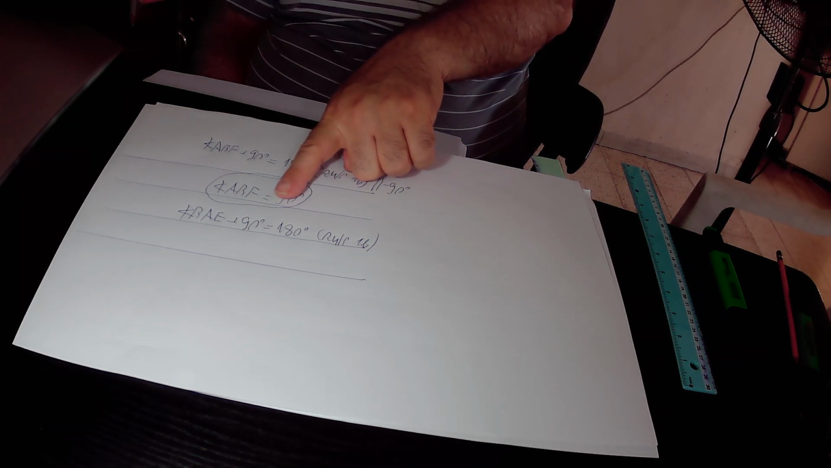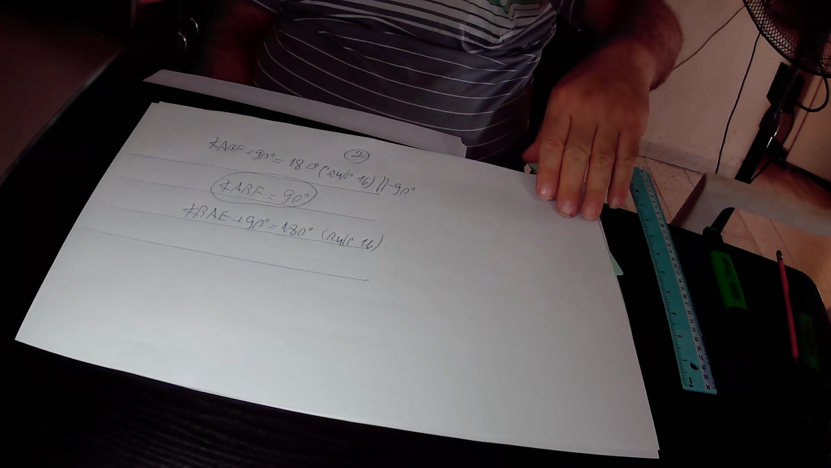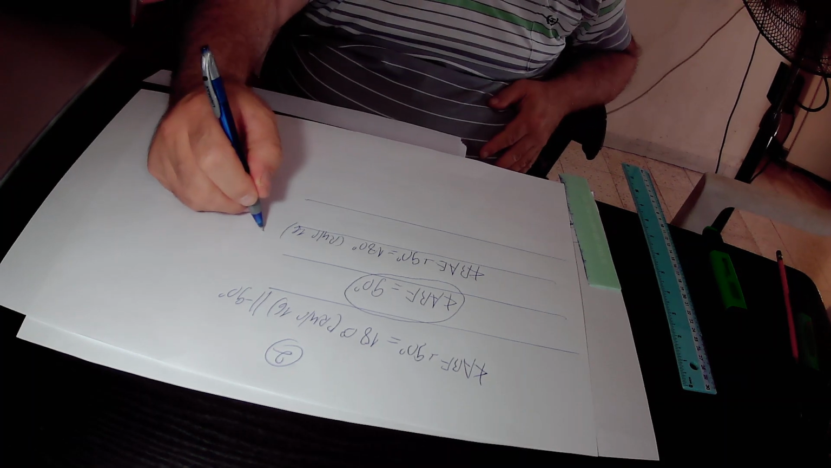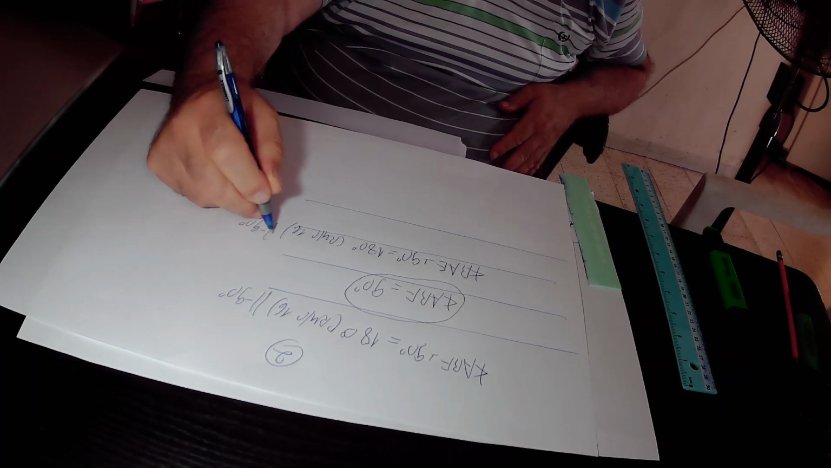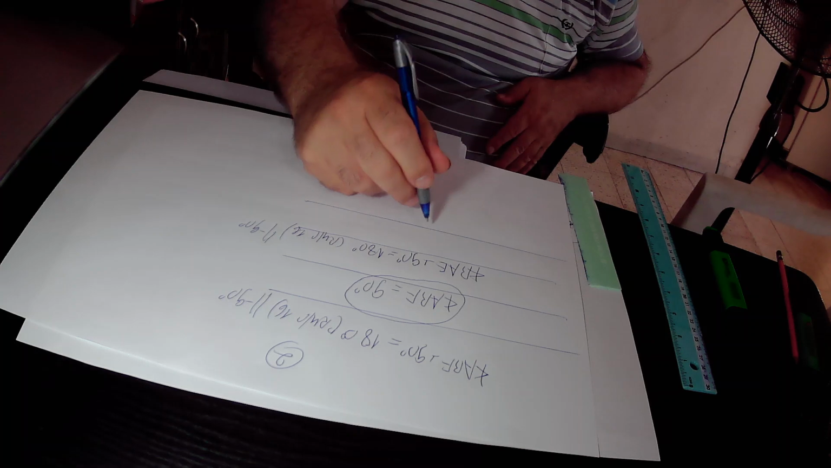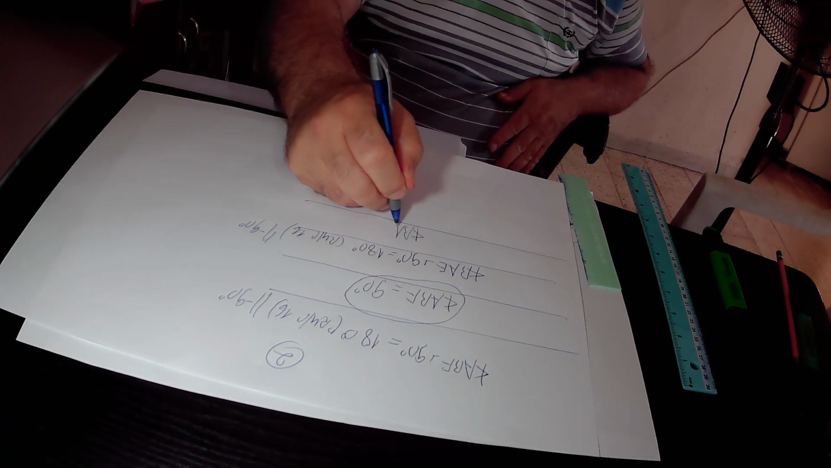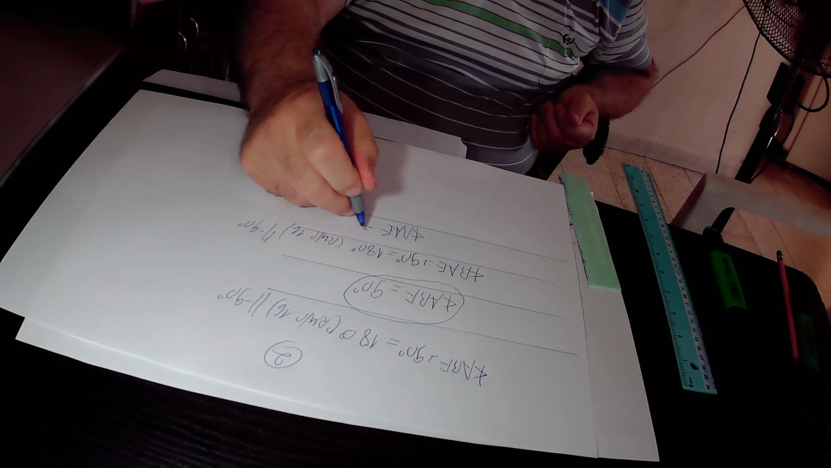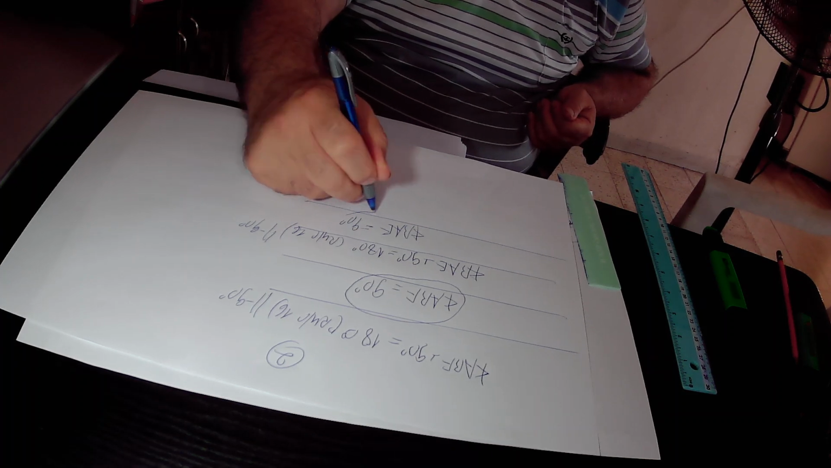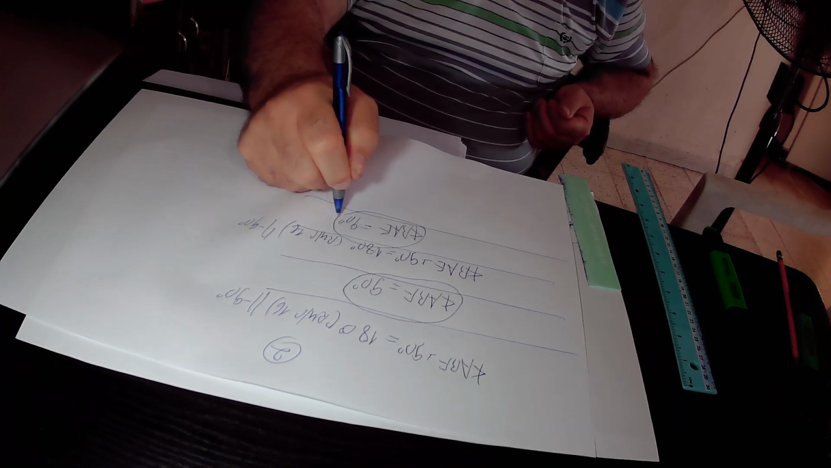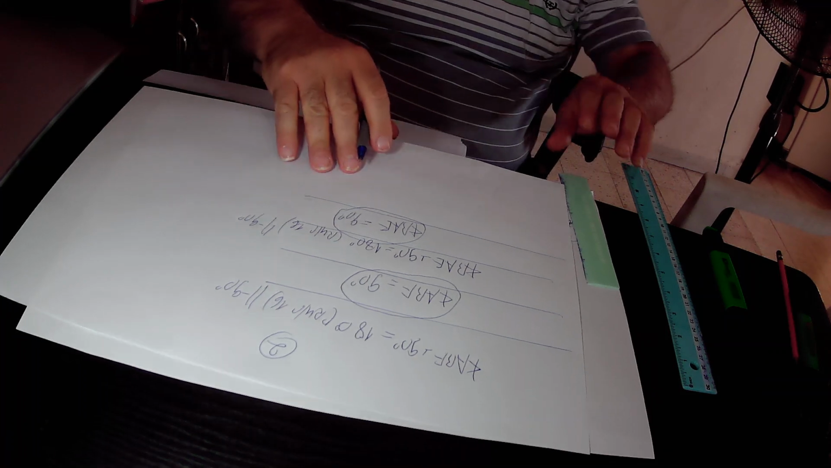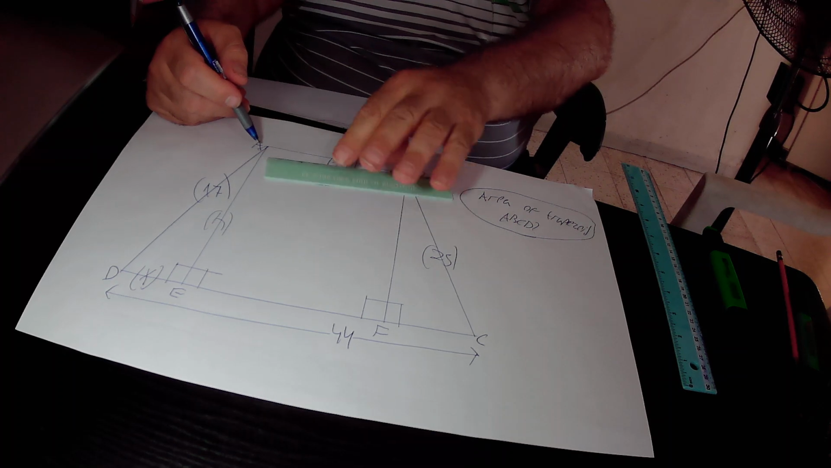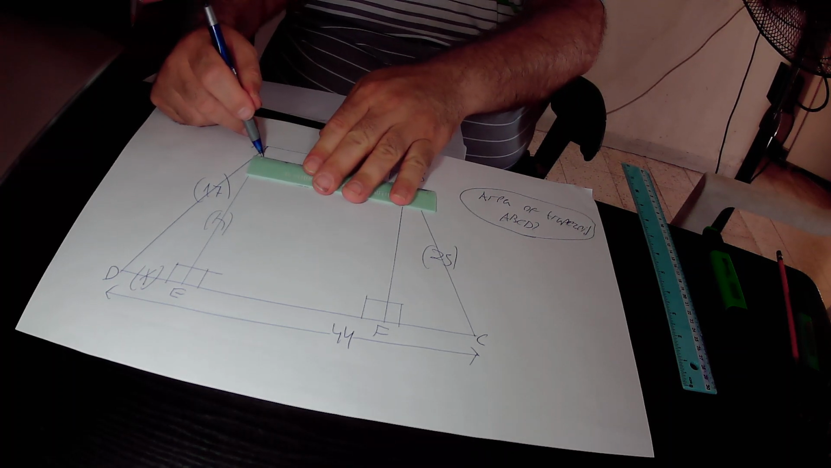Here we subtract 90 degrees from this equation, and we'll get that the missing angle BAE is equal to 180 degrees minus 90 degrees, which is 90 degrees. So we found out that the size of the missing angle BAE is 90 degrees. This is the missing angle BAE. This is equal to 90 degrees according to rule 16.